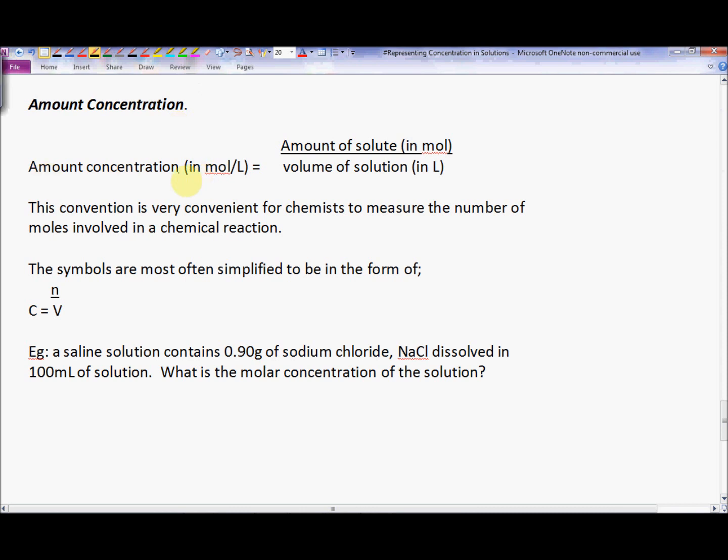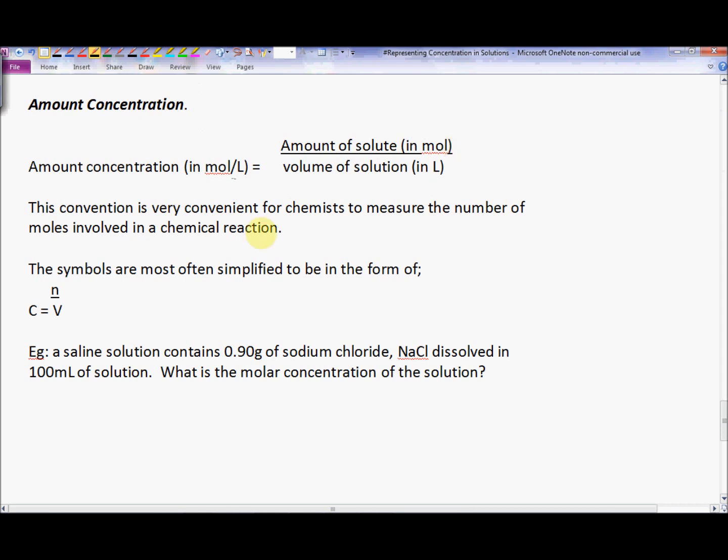Amount concentration is in moles per liter, and we calculate it by taking the amount of solute in moles, so the number of moles, divided by the volume of the solution in liters. Okay, so this is totally different, moles per liter.